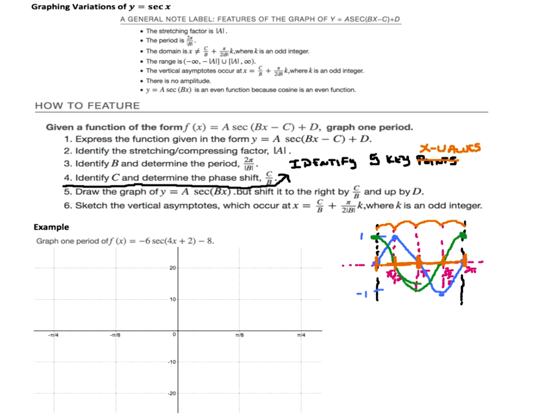We know what the secant function looks like, you know, normally without being transformed. Let me go grab a picture of that. I'm going to pause the recording.